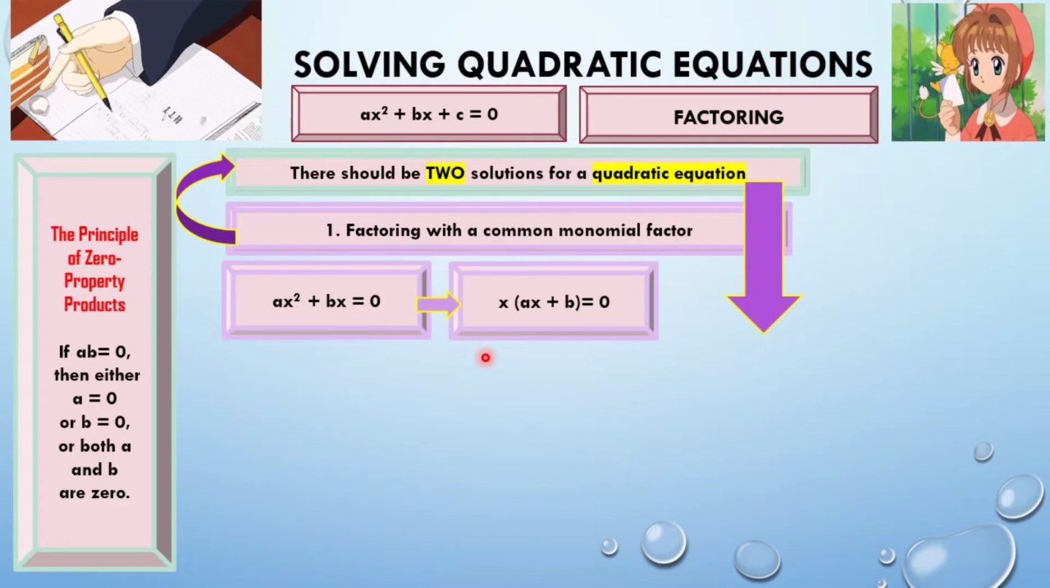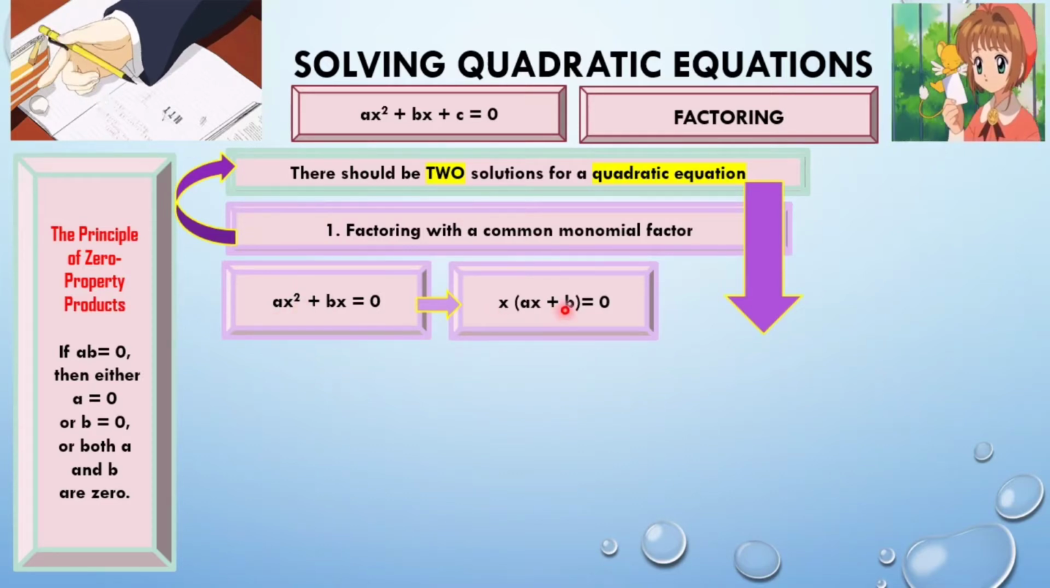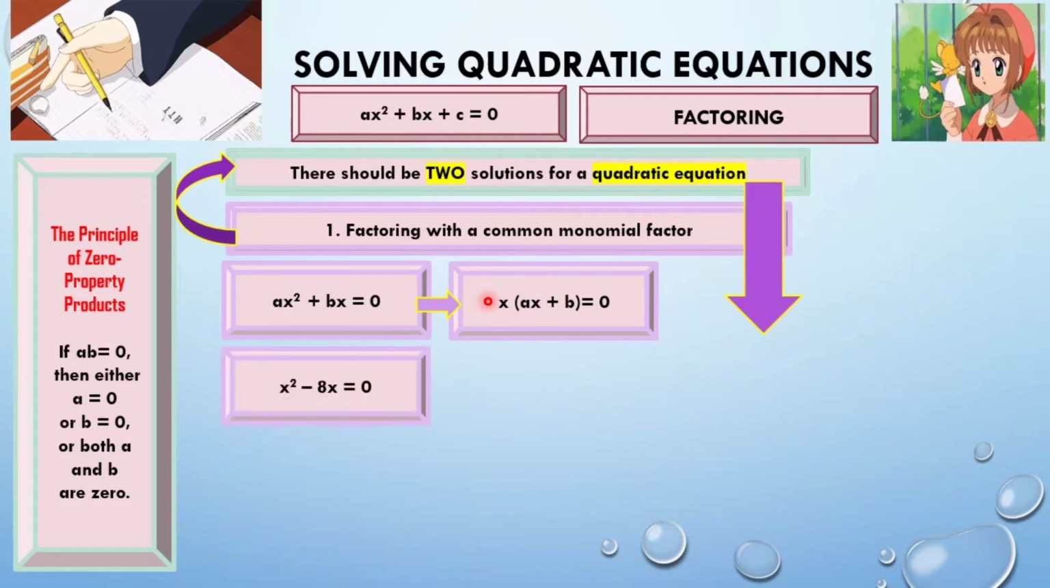And when writing the factors, just write the common factor outside the parentheses. And then ax squared divided by x will give you ax, plus b. So why b? Because bx divided by x is b. So our final factors will be x, parenthesis, ax plus b, is equal to 0.